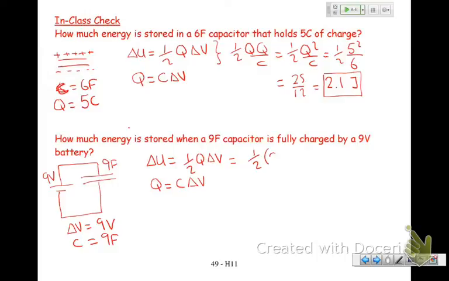So 1/2 C delta V times delta V, which equals 1/2 times 9 times 9 times 9. Wonderful. 9 9s are 81. 9 81s. 4 1/2 81s is going to be about 300 and something. Let's just use our calculator. So it's going to be 9 caret 3 divided by 2 equals 364.5.